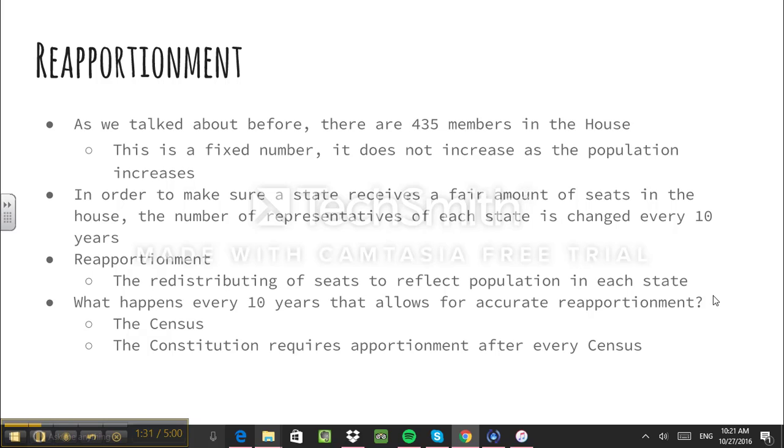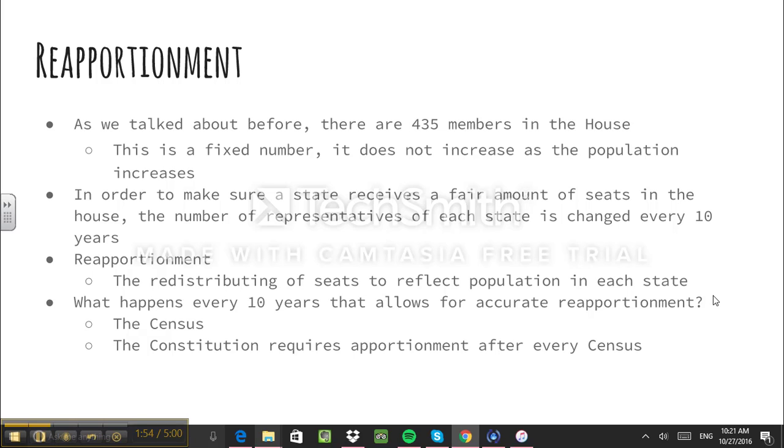So, in order to make sure that population is reflective of the members in the House, reapportionment occurs every 10 years. So, reapportionment is the redistributing of states to reflect population in each state.